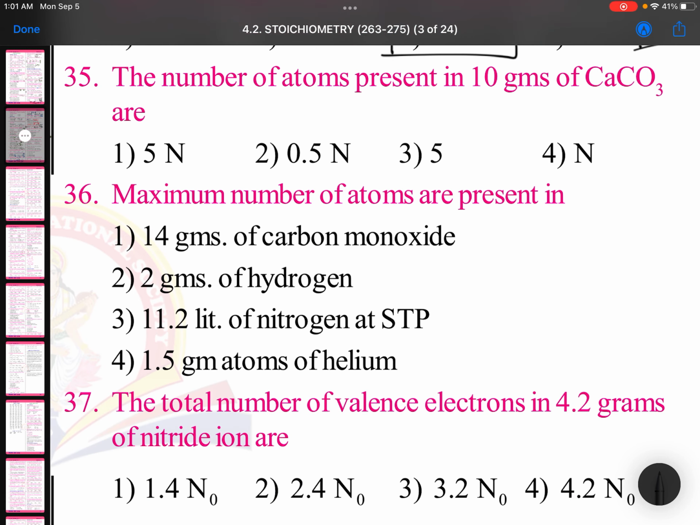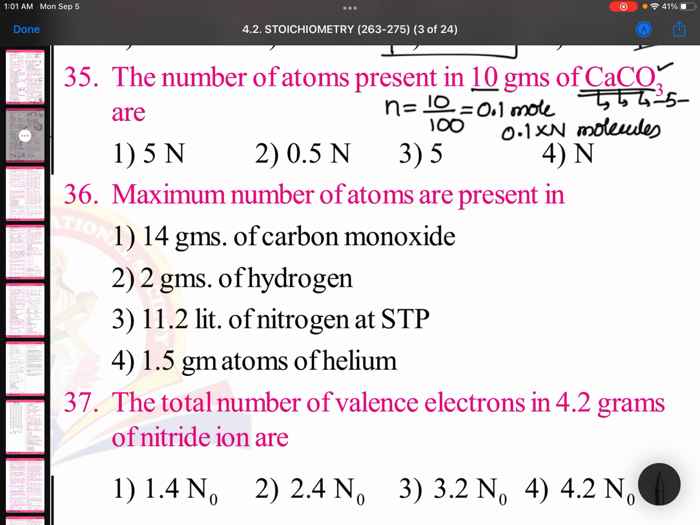The number of atoms present in 10 grams of CaCO3. Number of moles is equal to mass by molecular mass. Calcium carbonate molecular mass is 100. So this is 0.1 mole, means 0.1 into Avogadro number of molecules. And here calcium carbonate contains 1 calcium, 1 carbon, 3 oxygens, total 5 atoms. If he is asking the number of atoms, just multiply 0.1 N with 5. This is 0.5 N atoms present.